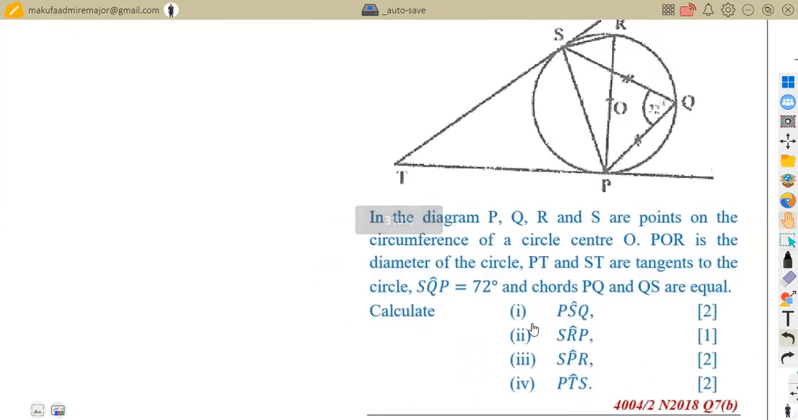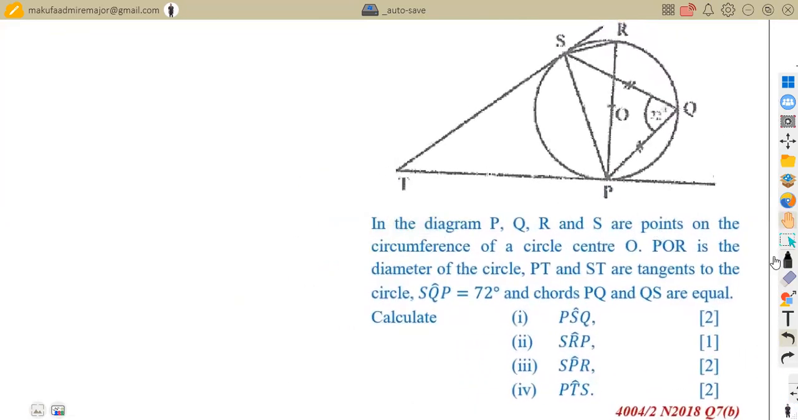Then on the other part, we are given that is in the triangle. In the diagram, we are given P, Q, R, and S are points on the circumference of a circle. All right. Then we've got the information PT.